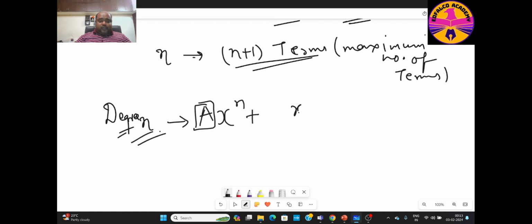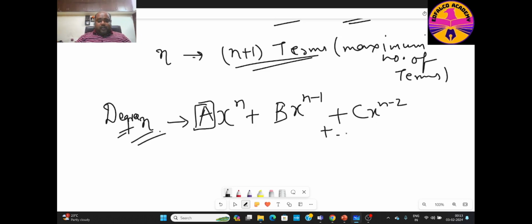Then it will have x to the power n minus 1, right? For example, if n is 3, you will have x to the power 3, and then x to the power 2 can also be present. Obviously, it will also have some coefficient associated with it. Let's call it b. Same way, c, x to the power n minus 2.